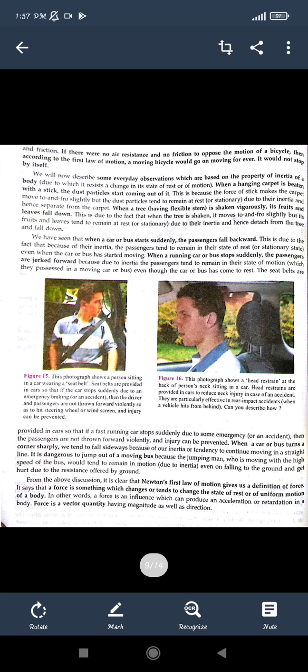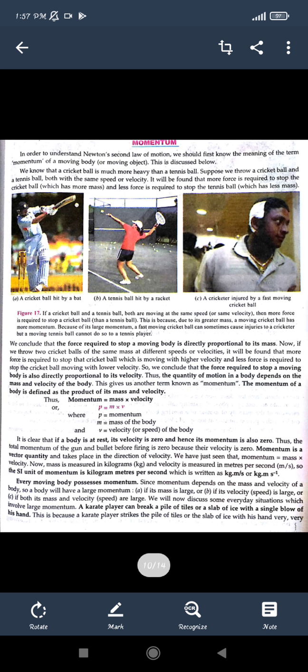So he just defined inertia. He just told about force also, and he told that whenever a body is to be in rest or in motion, an external force should be applied on that body. Okay. So before going to Newton's second law of motion, we will be seeing what momentum is.